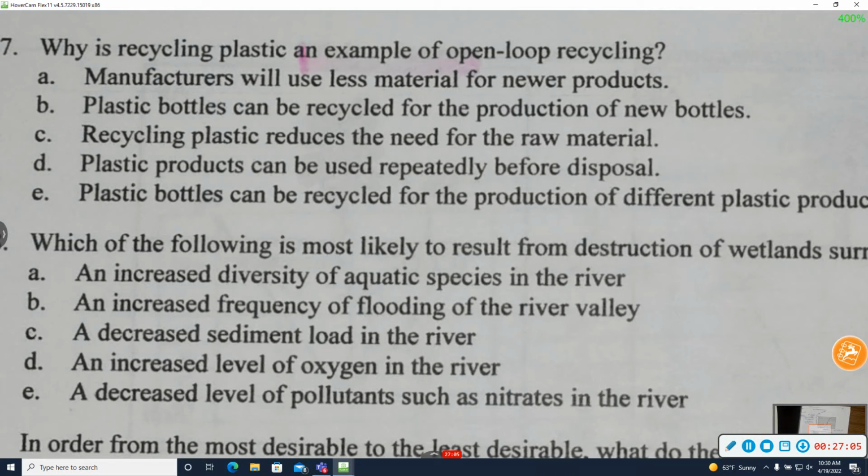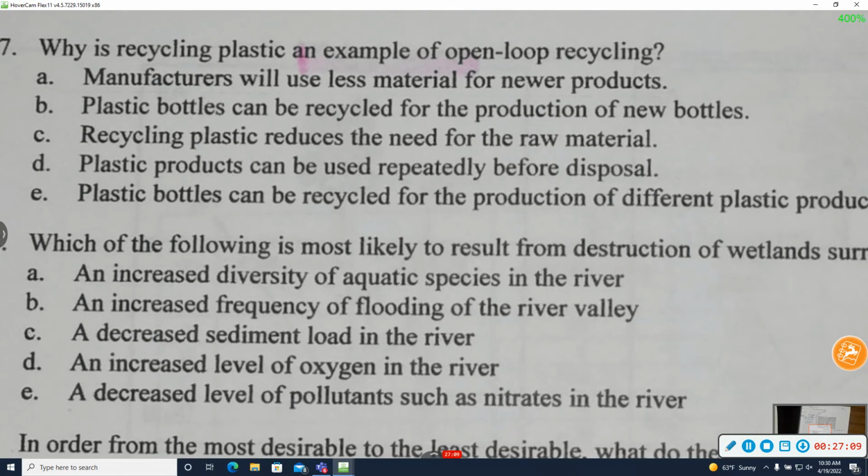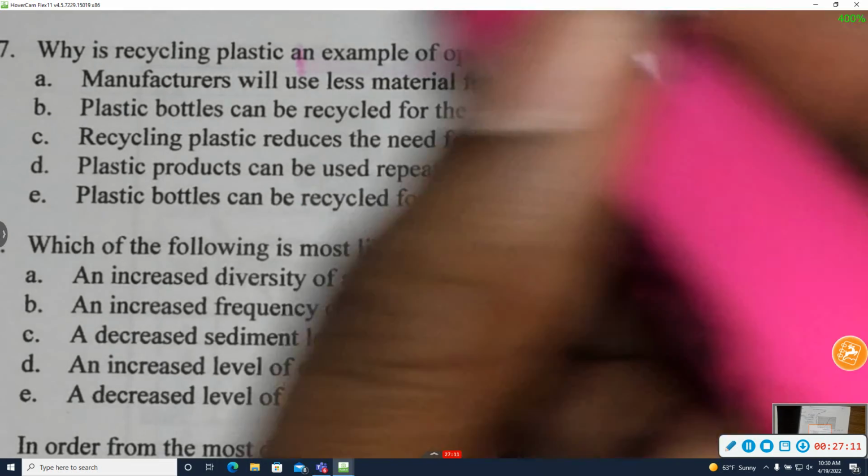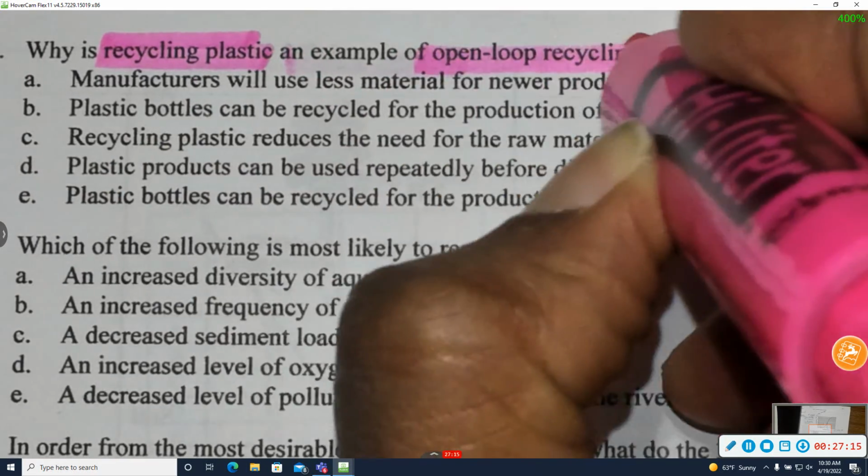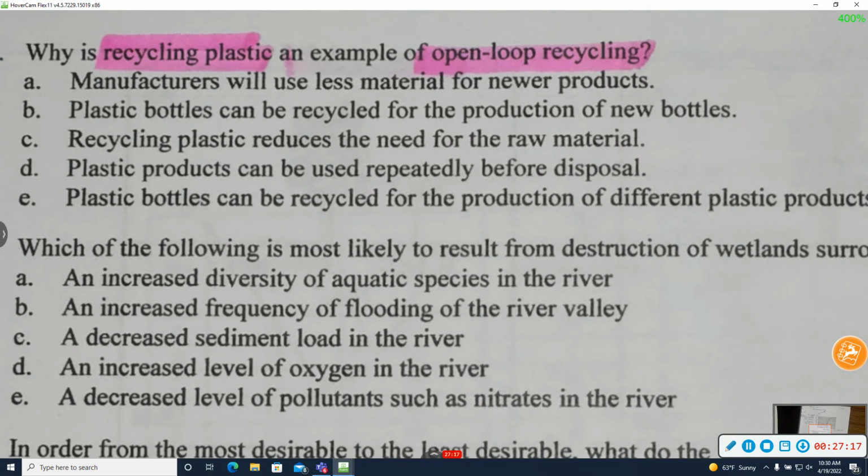Alright, so next one, number 37, try to find it. Why is recycling plastic an example of open loop recycling?